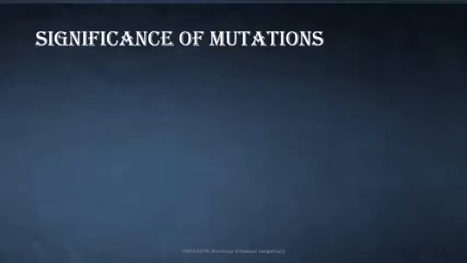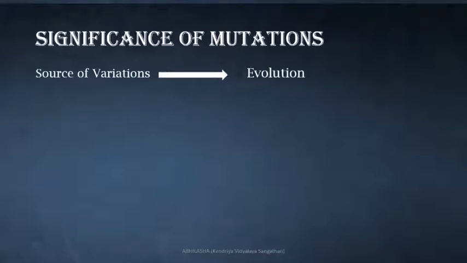Now mutations are very important for evolution since they are a source of variations. But this is only possible if mutations are passed from one generation to the next. That is, they are inheritable. When will they be inheritable? When they occur in germ cells, or the cells that are involved in gamete formation.